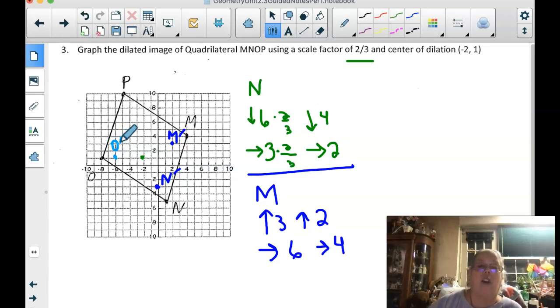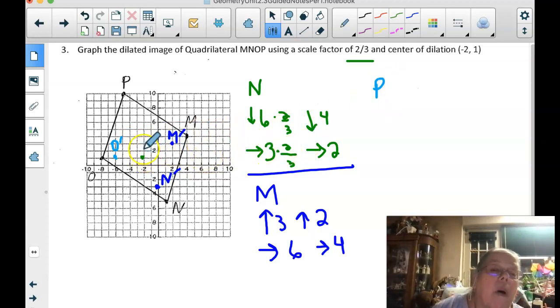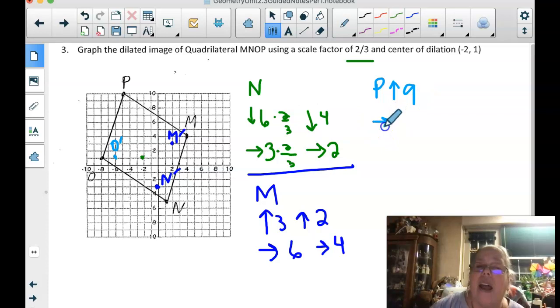Okay, now let's go to point P. So to get from our center of dilation to point P, we're going up 1, 2, 3, 4, 5, 6, 7, 8, 9, and over 1, 2, 3. All right, so we went up 9 and over 3. Now, you guys do not have to write down what I'm writing, but I think it's helpful. So, you do you. Okay?